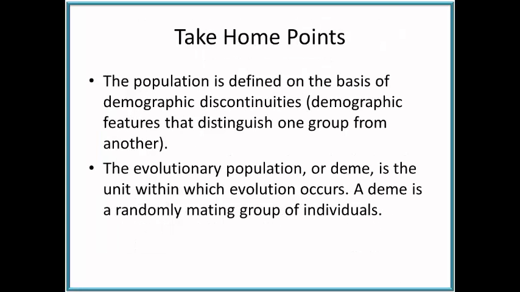The take home from these concepts so far is that a population is defined on the basis of demographic discontinuities, that is, demographic features that distinguish one group from another. The evolutionary population, or deme, is the unit within which evolution occurs, and a deme is a randomly mating group of individuals.